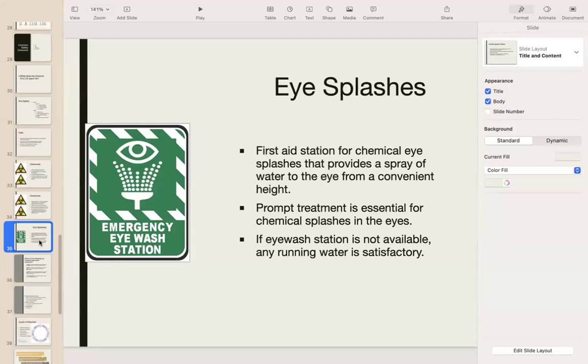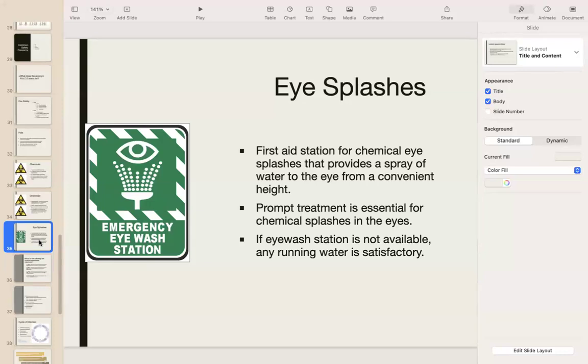This is basically a first aid station for chemical eye splashes that provides a spray of water to the eye from a convenient height. Prompt treatment is essential for chemical splashes in the eyes. If the eye wash station is not available, you can always use running water. If you don't have one of these in your facility, it is fine to use running water if you have any type of chemical or bodily fluid spill that gets in your eyes, splashing your eyes.